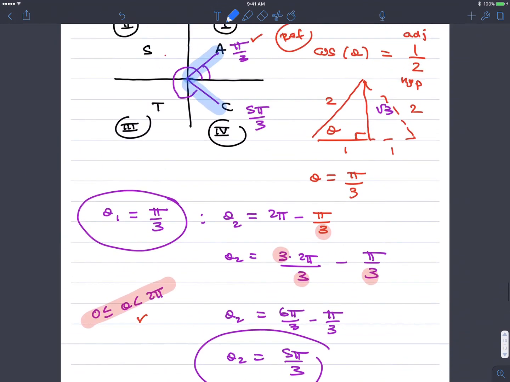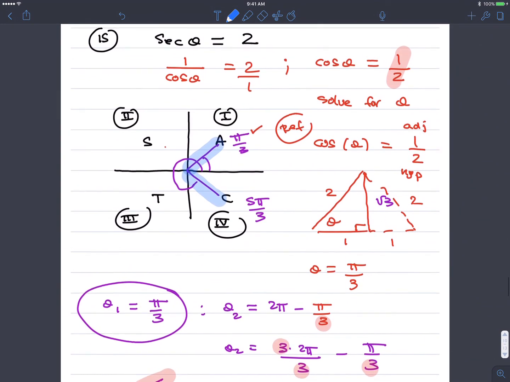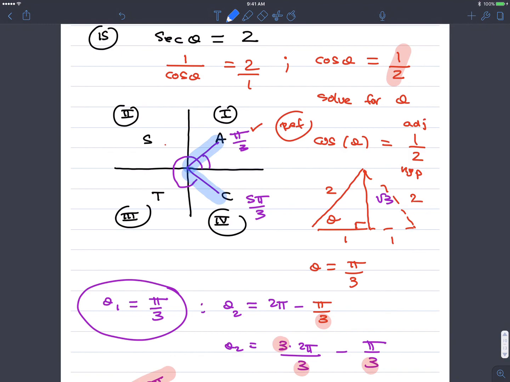So this problem here, where we said secant theta is 2, we actually converted this to a cosine equation or definition, and you get cosine theta is 1/2.